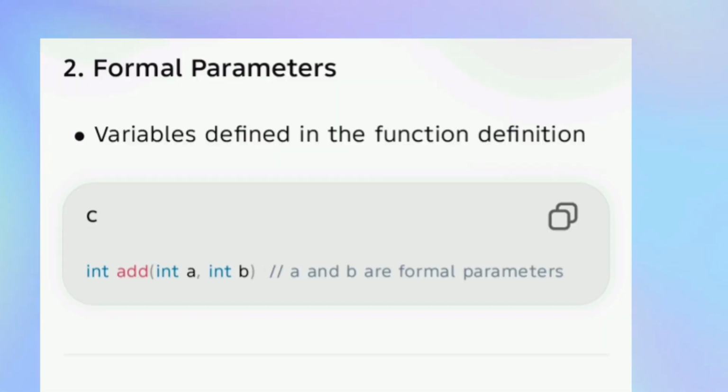The second one is formal parameters, the variables defined in the function definition. In int add, the parameters define the data type: int a, int b.